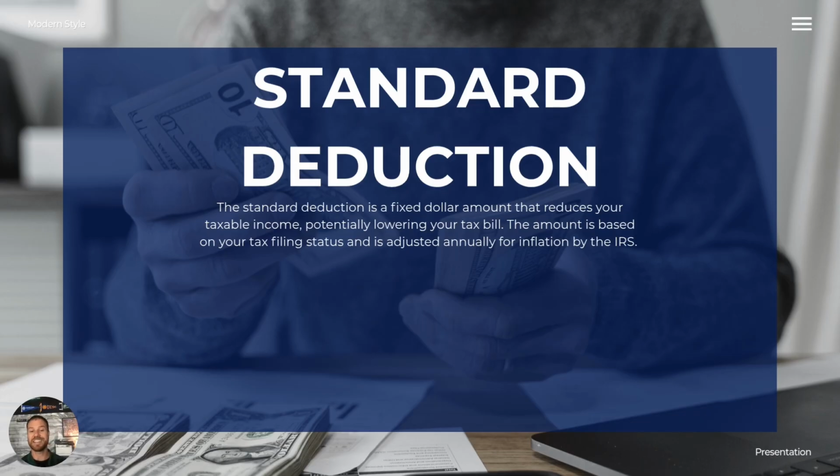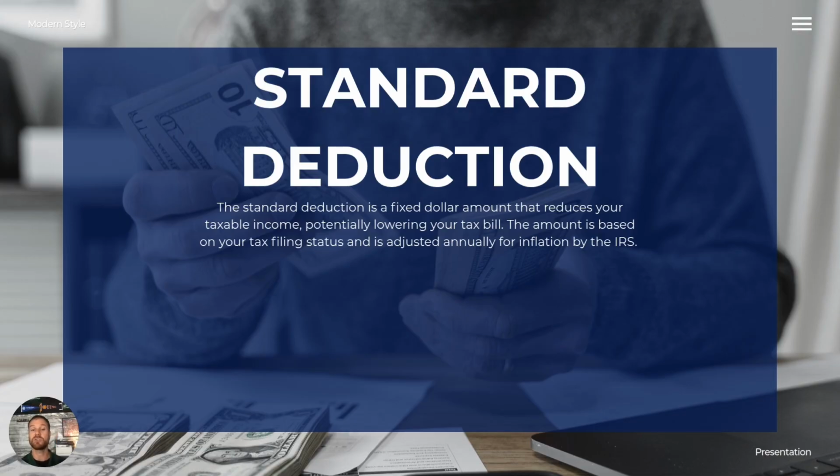We open with the standard deduction, which is an amount that changes each year. The general idea is that everybody is eligible to reduce their taxable income by a fixed dollar amount, potentially lowering your tax bill. That amount is based on your tax filing status, whether you're single, married filing jointly, or other qualifications. It is adjusted for inflation by the Internal Revenue Service, and for this year, 2025, it is $15,000 for an individual or married filing separately, or $30,000 if you are married filing jointly or a qualifying surviving spouse.